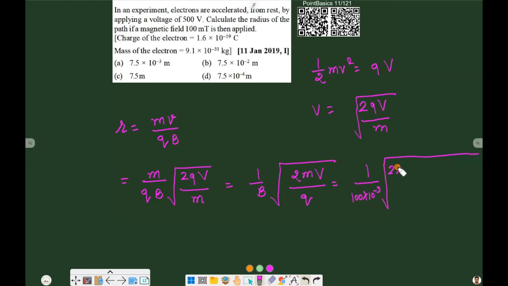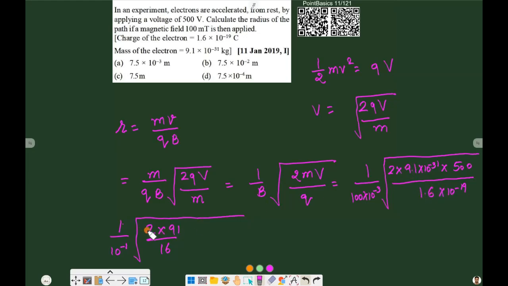Times 2 into mass, that is 9.1 into 10 raised to power minus 31, times potential, that is 500, divided by charge, that is 1.6 into 10 raised to power minus 19. So 500 into 2 will be 1000, and that power will be adjusted here. So it will basically be 1 by 10 raised to power minus 1, that is 100 into 10 raised to power minus 3, into root of 2 into 91 by 16, adjusting their decimals.